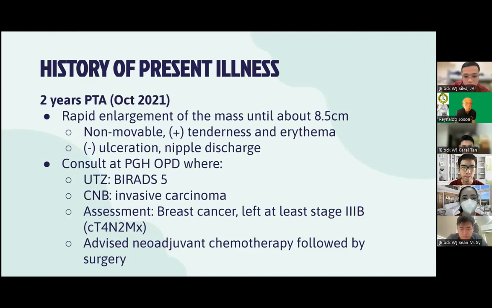So she consulted at PGH OPD, where an ultrasound was done showing BIRADS 5, and eventually a core needle biopsy was done showing invasive carcinoma. So this was her diagnosis at the time: breast cancer left at least stage 3B with a clinical staging of T4N2MX. And she was advised neoadjuvant chemotherapy followed by surgery.